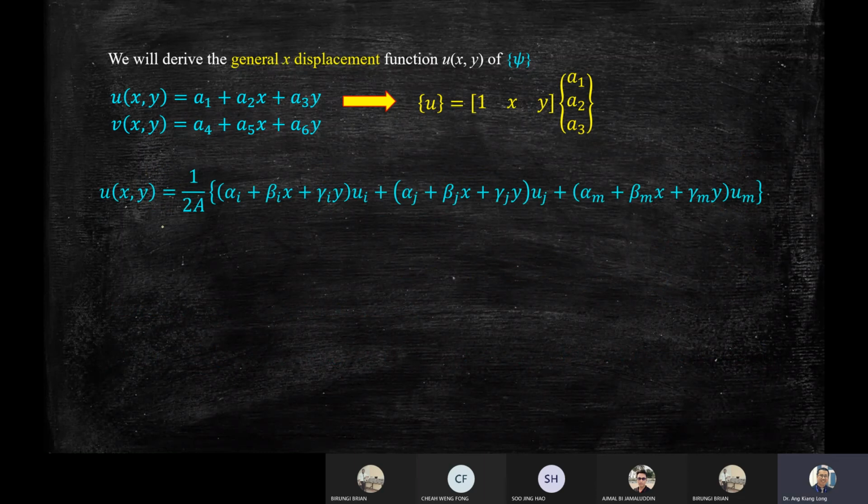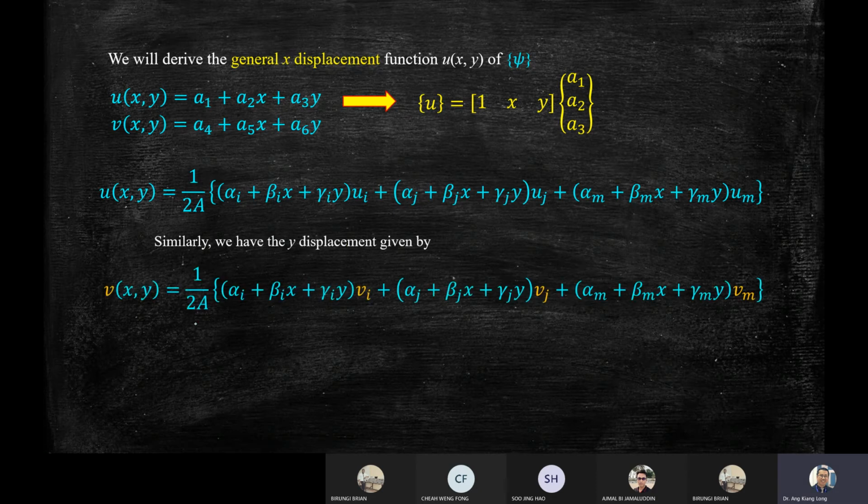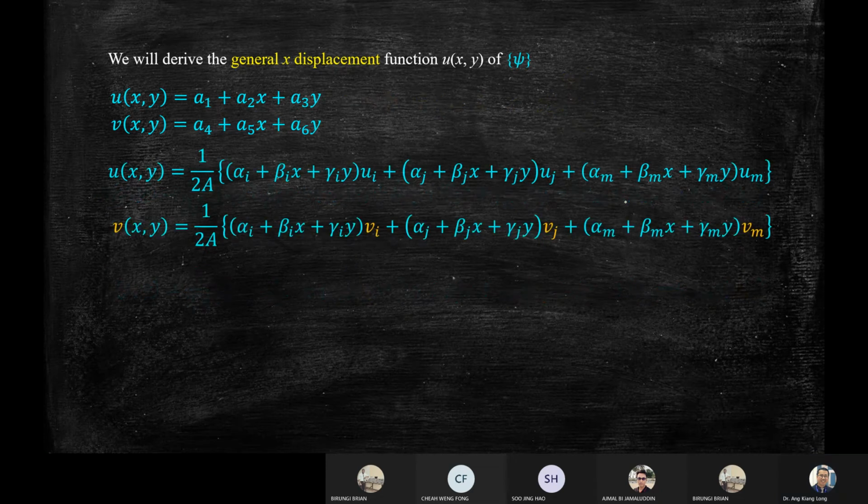So just now, we showed you how to get this very long equation. You do the same for V. You get this lengthy equation again. But what changes is the displacement. The rest is still the same, the constant is still the same. Only the displacement changes from U to V. Okay, now we have two very lengthy equations.